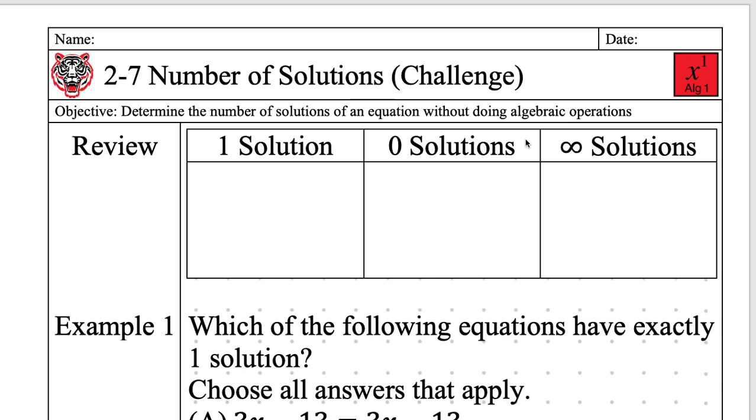Right, so today's date is Wednesday, September 25th, 9/25/19. Make sure your name and date are on your notes. Yeah, so number of solutions again, and I'm doing a challenge version.